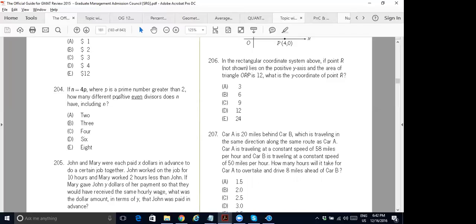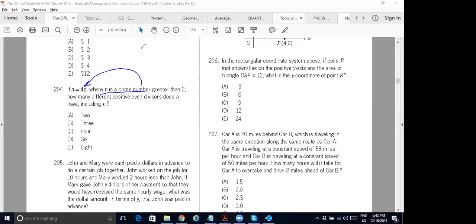Perfect. Now, whenever you are given a generic term, for example, n is equal to 4p and p is a prime number greater than 2, then it actually makes sense to use an actual number in place of p. Because if it is true for that actual number, it should be true for all possible prime numbers. Otherwise, they would not have asked this question.